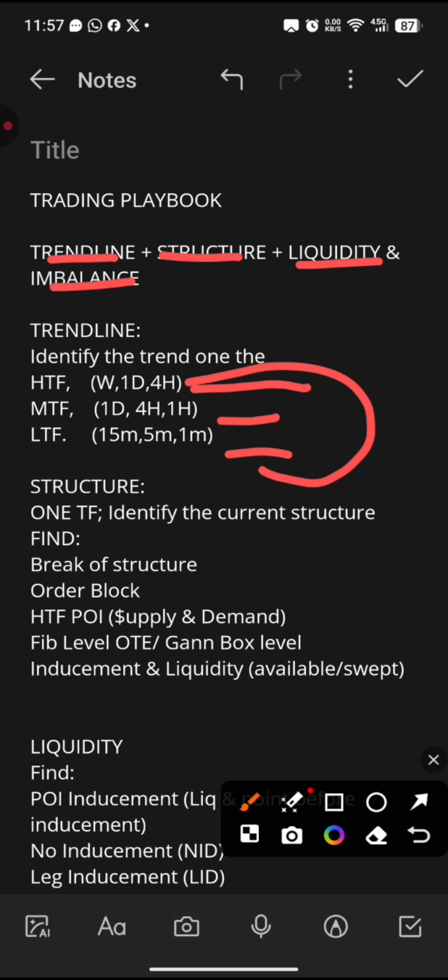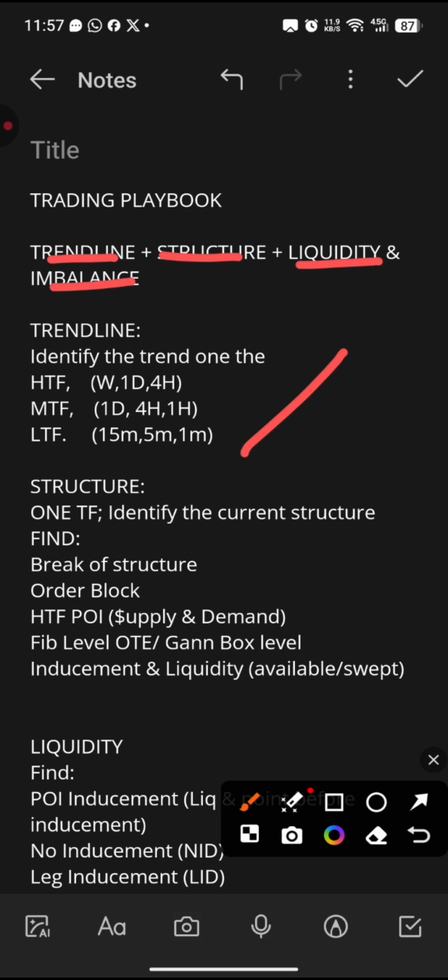If the market is trending on a higher time frame, I check the trend from the higher time frame and come to the medium time frame. When I come to the medium or smaller time frame, this is what I look for: structure. I identify the current structure, and then I look for the break of structure. I look for the order block, the point of interest, and the Fibonacci OTE level, and then I also look for liquidity.